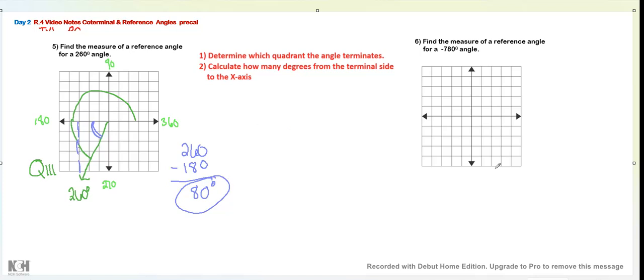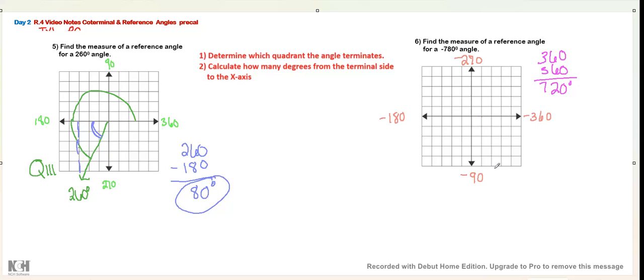Alrighty, let's move on to the next one. This is a really big angle. We want to find the measure of the reference angle for negative 780 degrees. Since it's a negative angle, we can just calculate. Every time around is 360 degrees. So we have 360, another 360 around, which gives us 720 degrees.